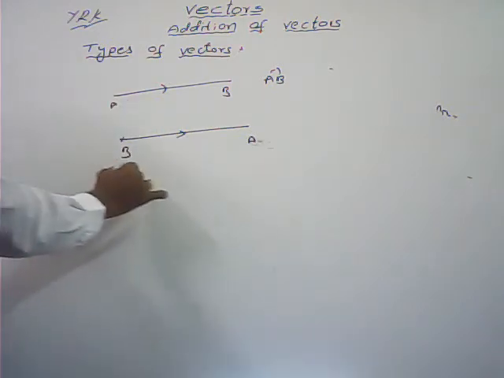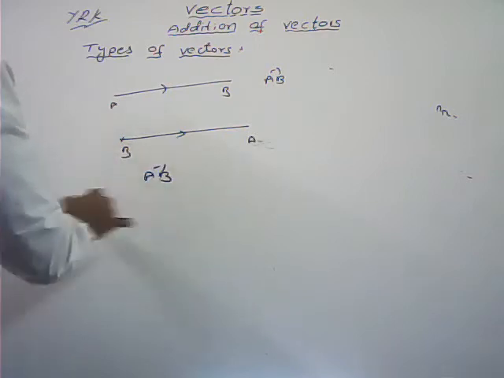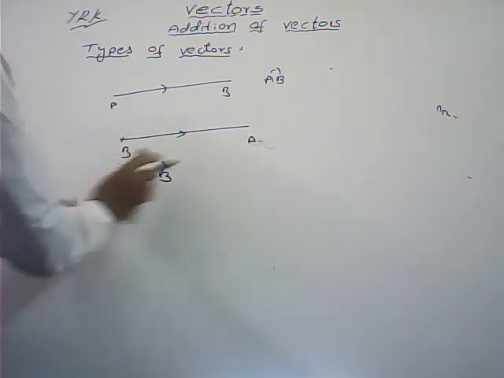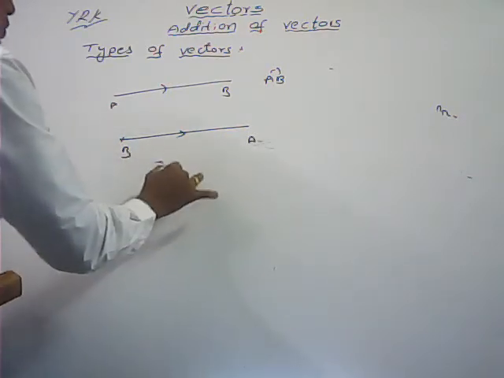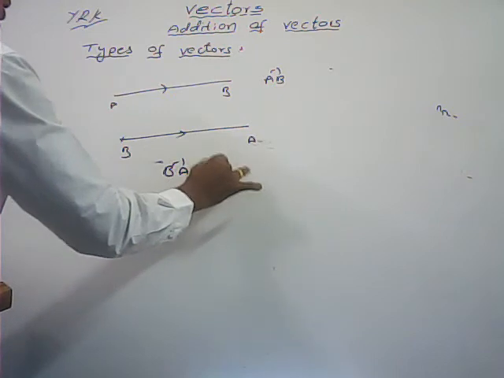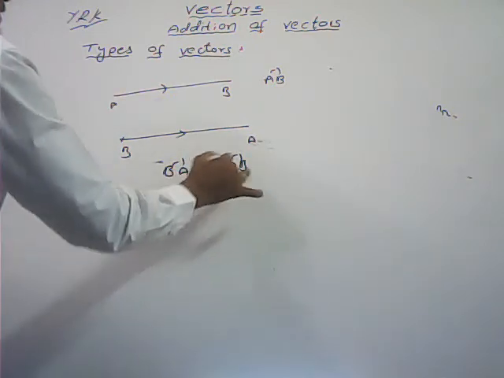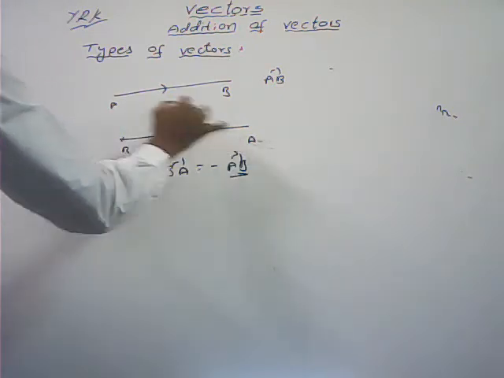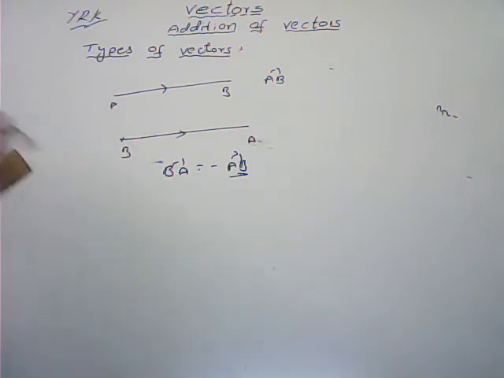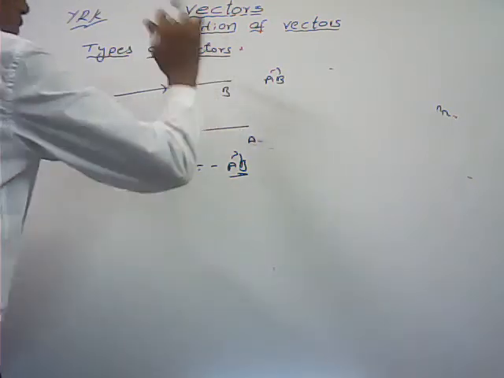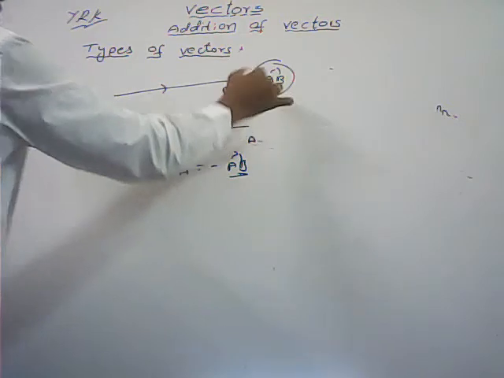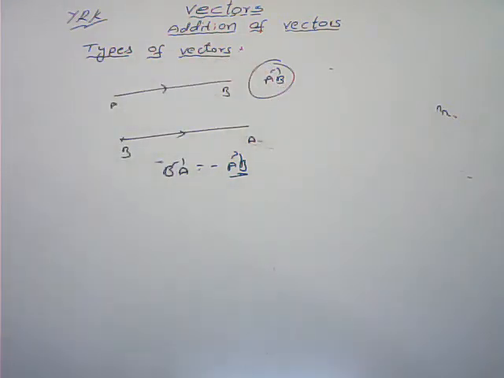So here we can write BA bar is equal to minus AB bar. BA bar is the negative vector of AB bar. Why? Because this is in the reverse direction, opposite direction or reverse direction we can say. So negative of a vector: if AB bar is one of the vectors, BA bar is the negative vector of AB bar.